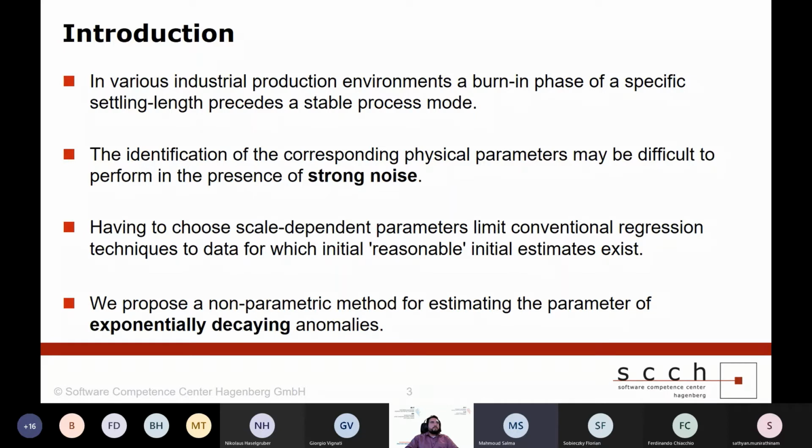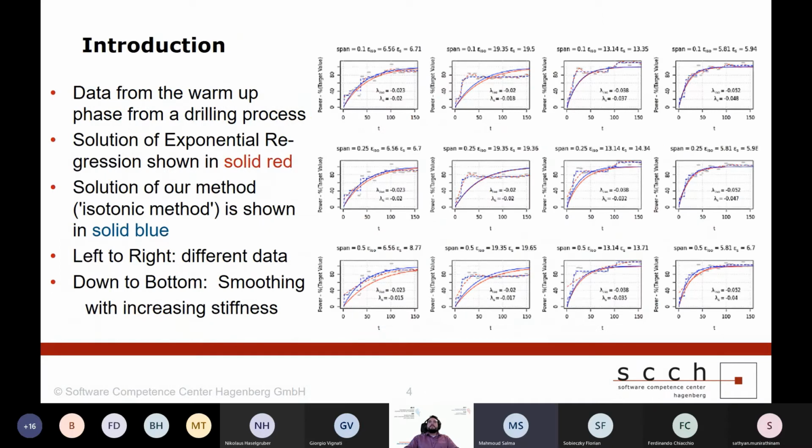So basically, we propose a non-parametric method to estimate the parameter that's responsible for the exponential part, or the warm-up phase part, that precedes the typical process in an industry. As we see here, these are some examples from a drilling process, the warm-up phase of that drilling process. And each of these plots has different exponential parameters that we will call lambda.